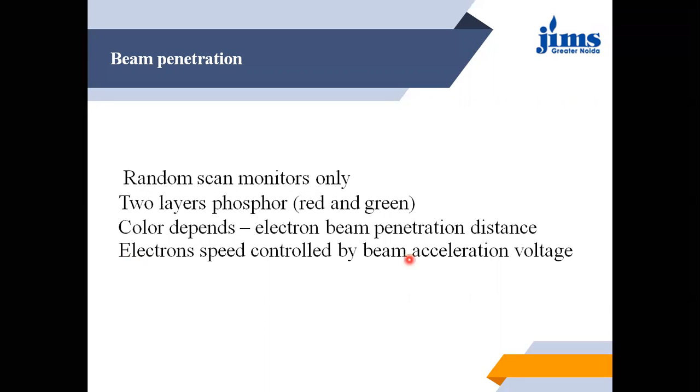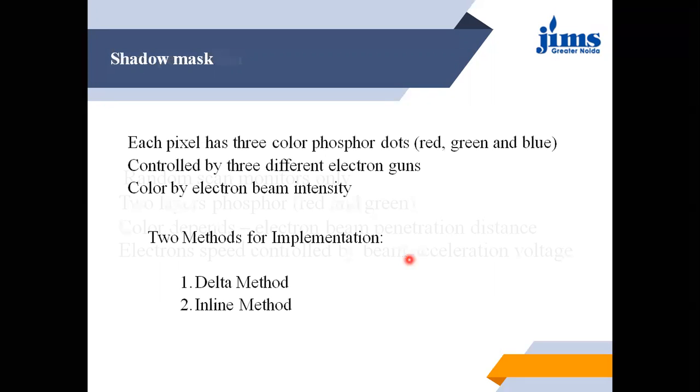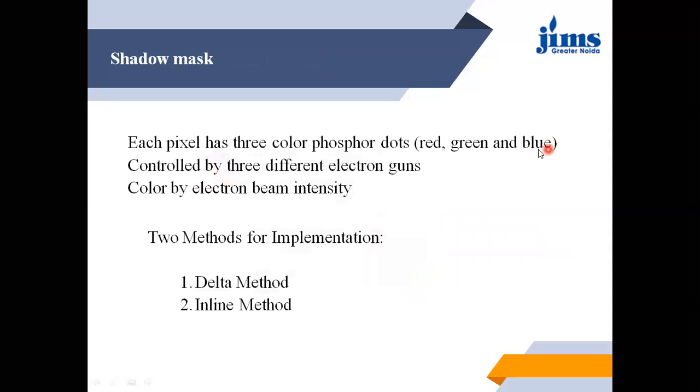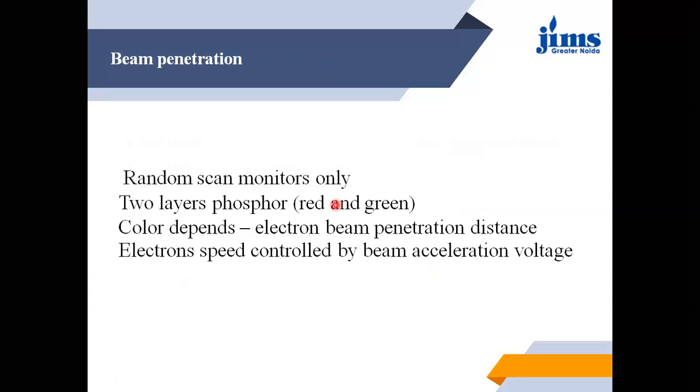This was about the beam penetration. Now this is about the shadow mask. In the shadow mask, each pixel has three phosphorus dots. You can see from here, each pixel has three phosphorus dots: one for red, then green and blue. And the color is controlled by the electron beam intensity.